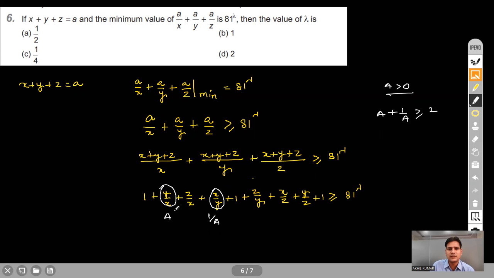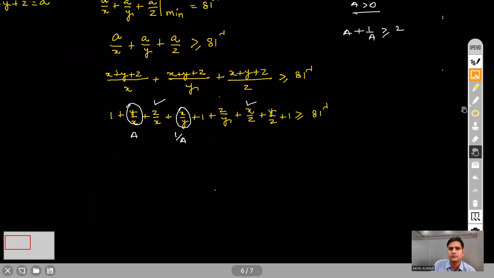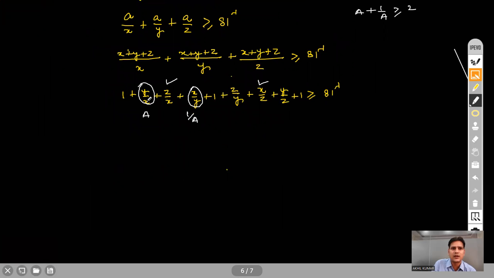Similarly, let's consider this z by x as b. Then x by z will also be the reciprocal of z by x. So considering z by x and x by z, the summation of these two numbers will also be greater than or equal to 2. We can further write this as 1 plus 1 plus 1, this 3, plus 2 for these two numbers, plus this z by y and y upon z, the minimum value of which will be 2.